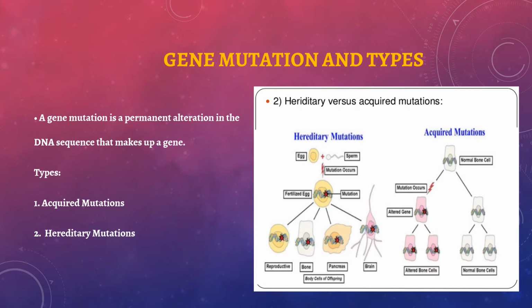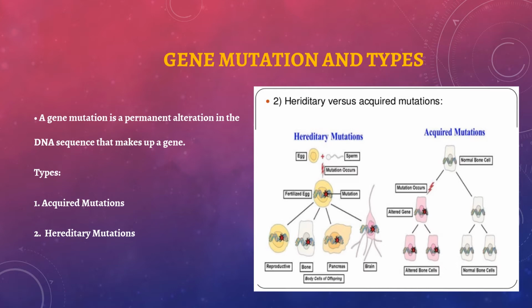Now, as you can see here, this fertilized egg will further be divided, and the reproductive system will also have a mutated gene. In the bones also there will be a mutated gene. In the pancreas also there will be a mutated gene. The brain also will have a mutated gene. So it will affect the body cells of the offspring. So this is nothing but hereditary mutation.